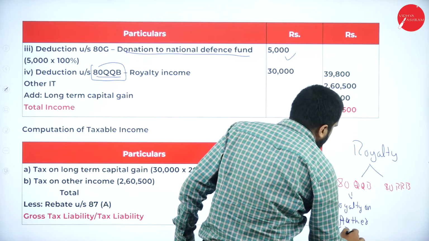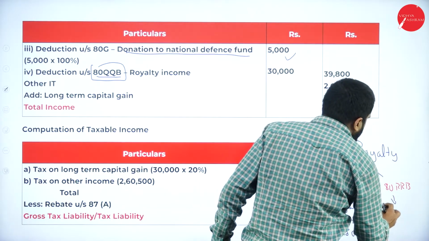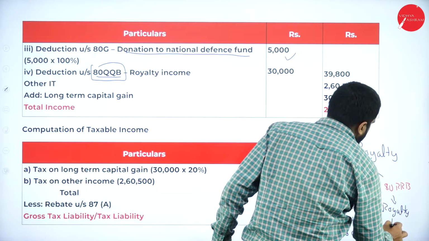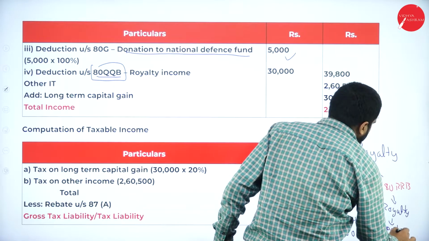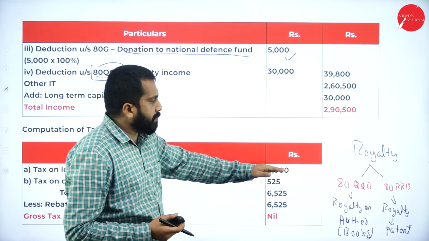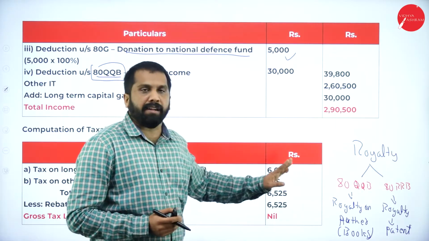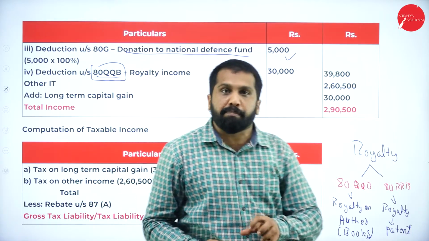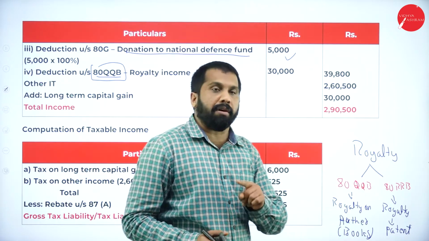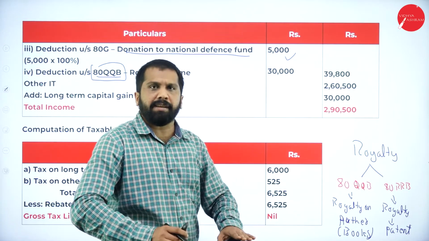Author, it is nothing but books. This is royalty on patent. There are two deductions: one is 80RRB, one more is 80QQB. You already learned what is 80RRB, if there is any royalty payment on patent, not books. If any royalty on books, it is for an author. Now, the slab is the same.